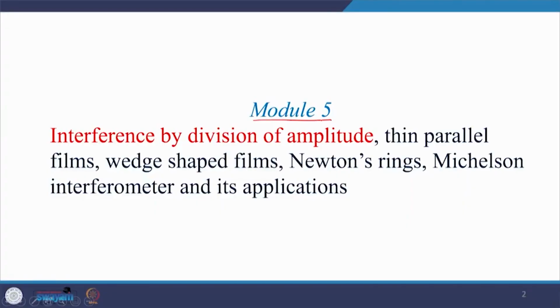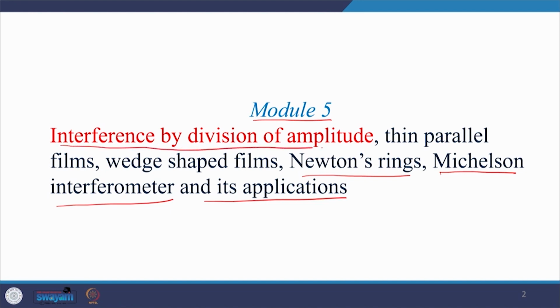Now, this is the whole syllabus of module 5. In this module, we will talk about interference by division of amplitude, wherein we will talk about thin parallel films, then wedge shaped films, then the famous Newton's ring experiment, and the very well known Michelson interferometer and its applications. For today, we will cover interference by division of amplitude.